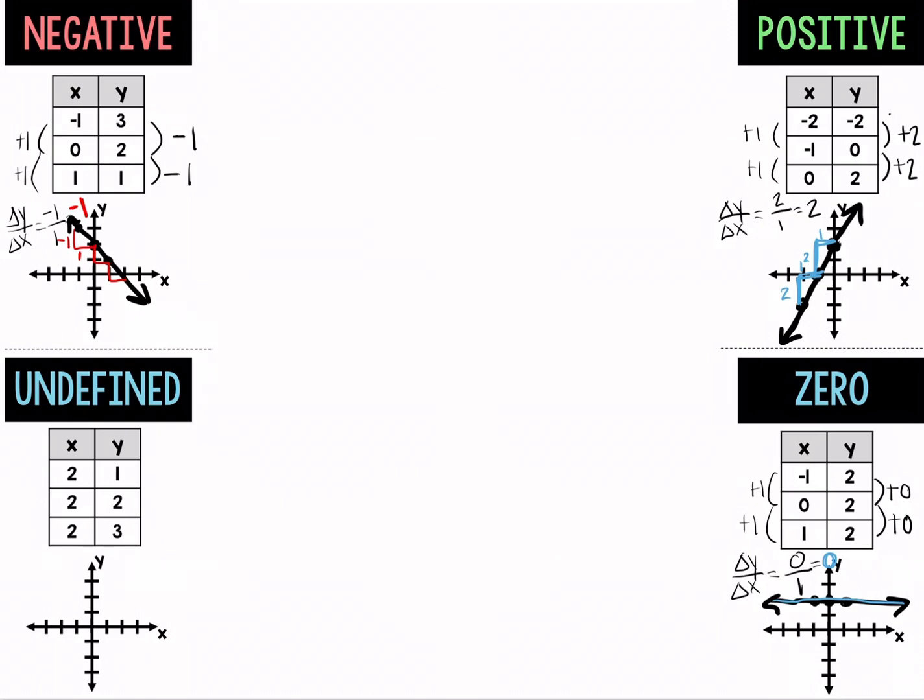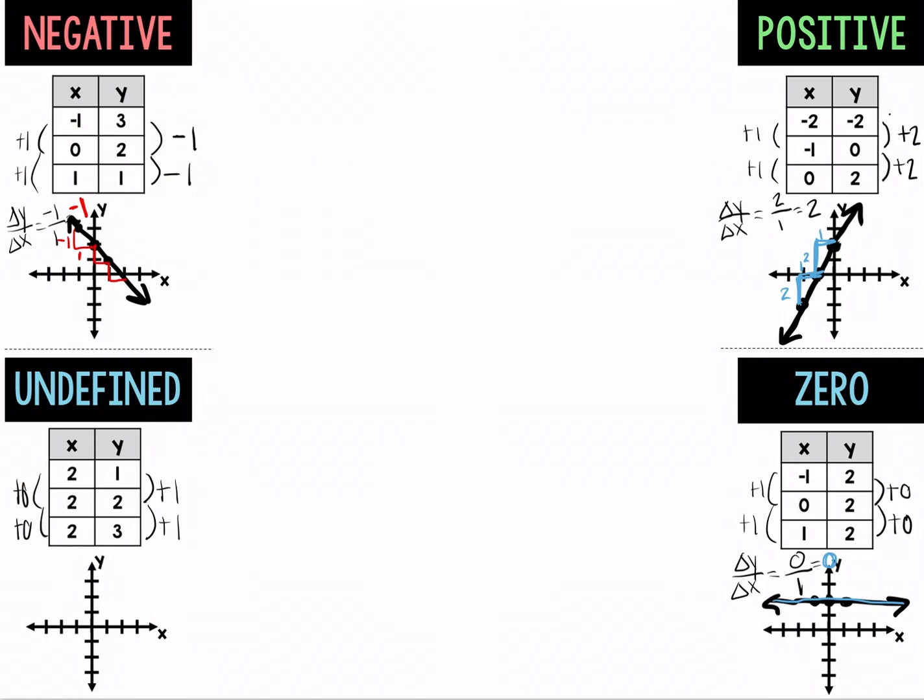Okay, now let's look at undefined. The only thing that is undefined in mathematics is when you're dividing by 0. We can't divide by nothing. So that's undefined in our system of mathematics. So if I look at this table, on y values I'm increasing by 1, and on the x values I'm increasing by 0.